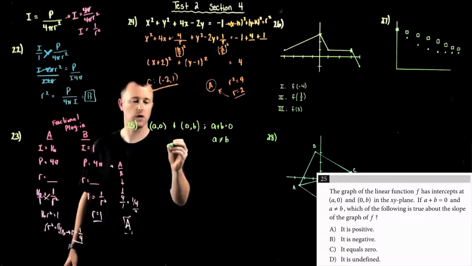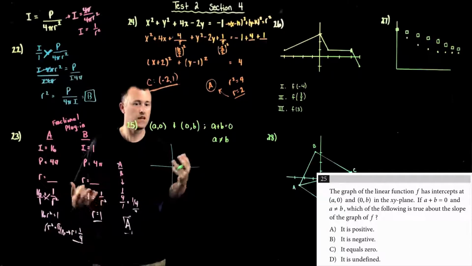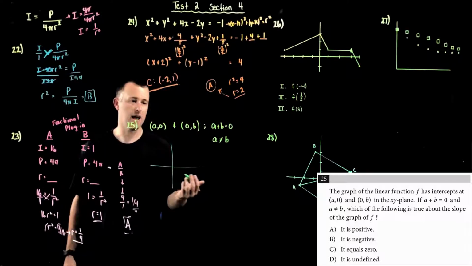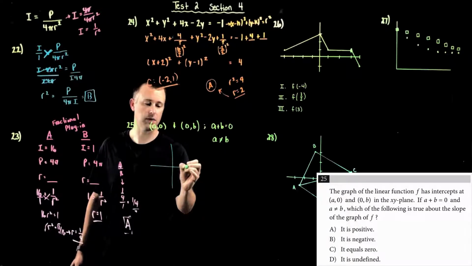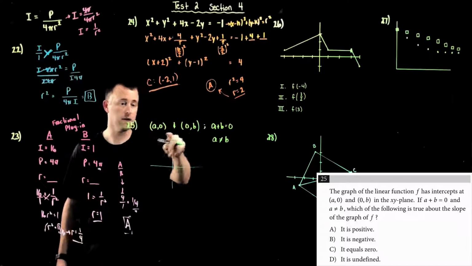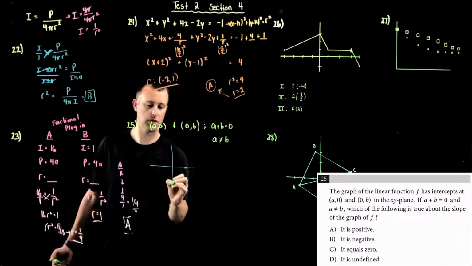So if you're going to try to solve this, what we do is a little quick sketch and plug in some numbers. So let's say if a was positive, so that'd be a positive x value. So if a is positive, say a positive 2, b would have to be a negative 2, so I'd have to go down 2.